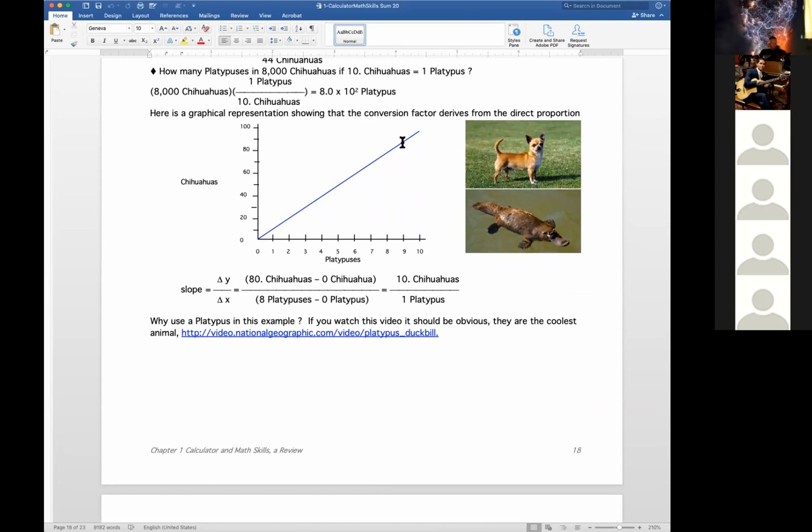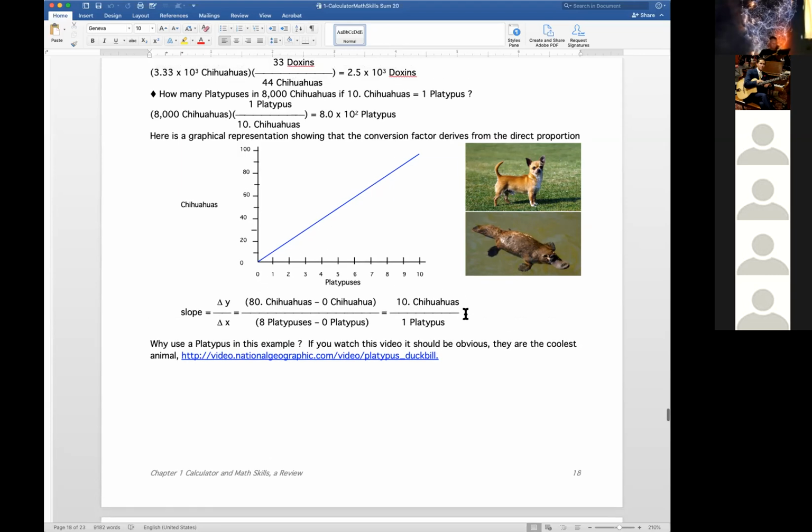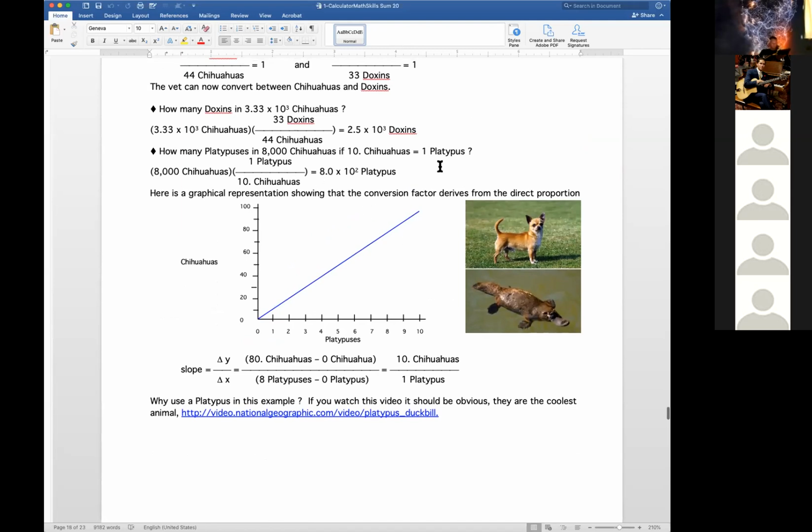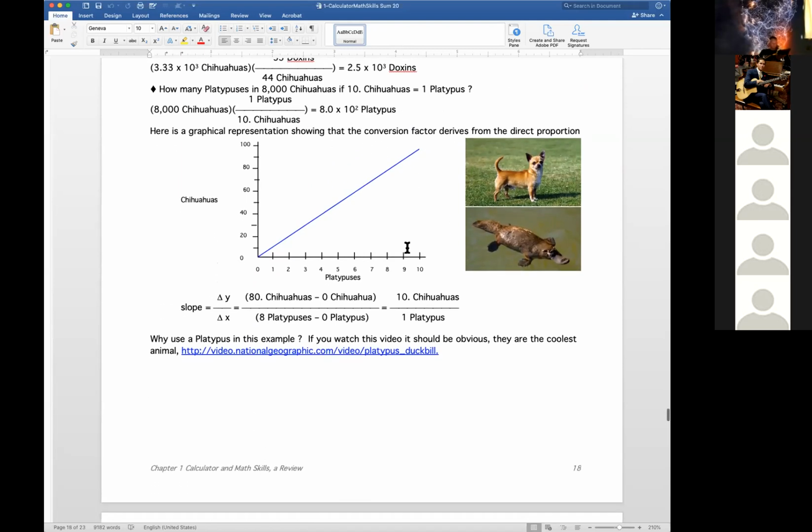And I graphed it. So you've got 10 Chihuahuas and 1 platypus, 20 Chihuahuas and 2 platypus, right? It's a straight line passing through the origin. And what is the slope of that line? Well, I calculated it. It's 10 Chihuahuas per platypus, the same thing we came up with up here. And that's a Chihuahua and that's a platypus.